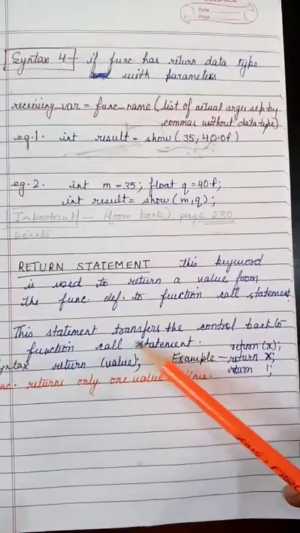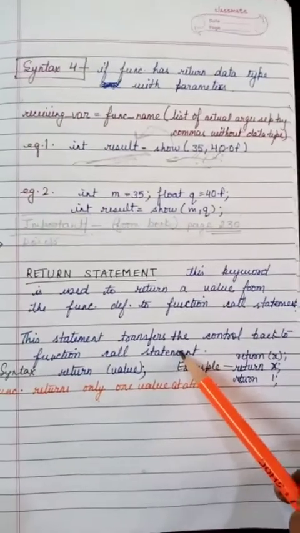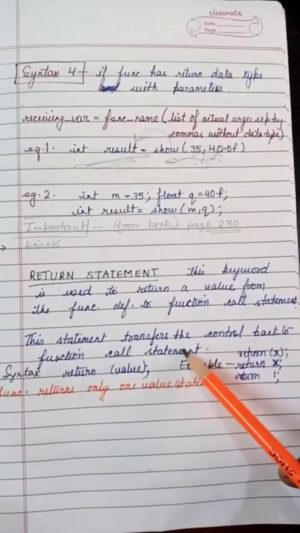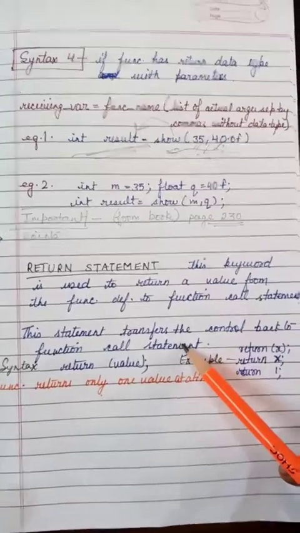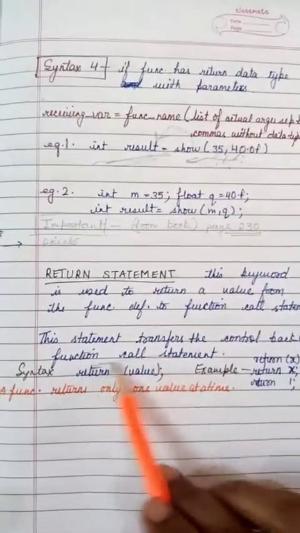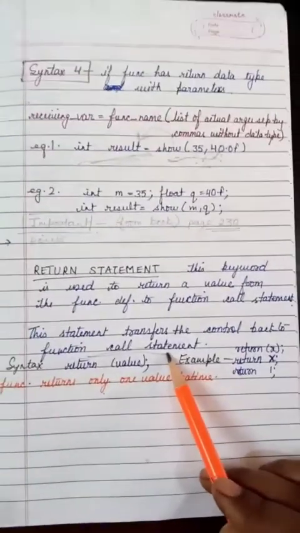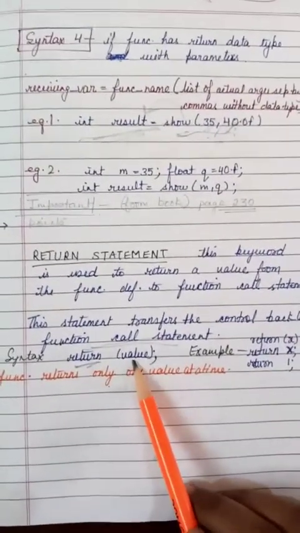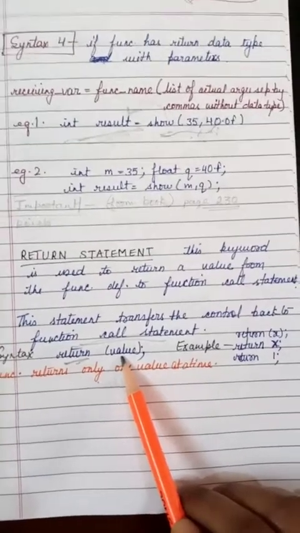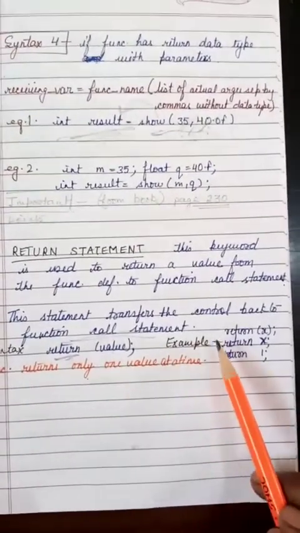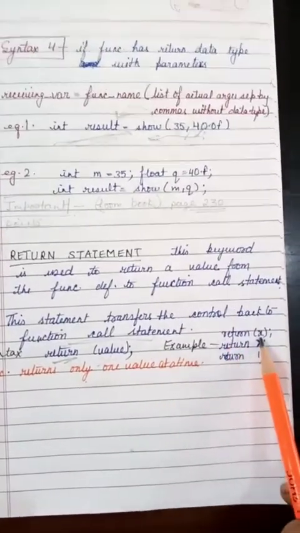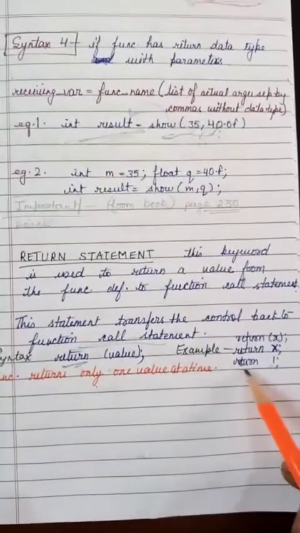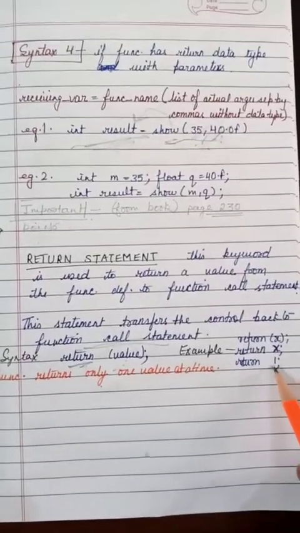And this statement, you can say, transfers the control back to the function call statement. In a function definition, there will be a return statement. Whenever the return statement is encountered, it transfers the control back to the function call statement, the statement that invoked the function. The syntax of return is the return keyword in small letters followed by the value. Within parentheses you can write, or without parentheses you can also write, return value. An example is return x within parentheses or without, or you can write the value directly, return 1, 0. Any primitive data type you can return.